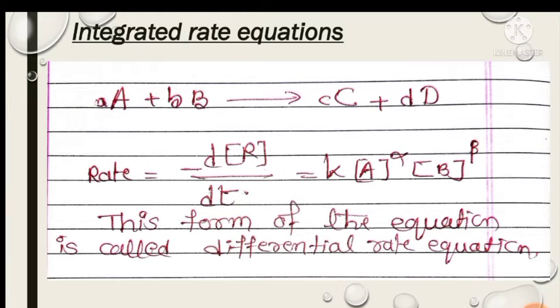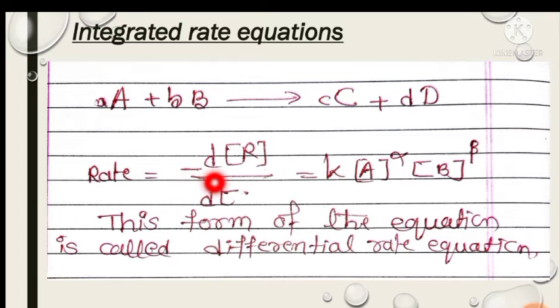So integrated rate equation, हम किस तरीके से integrated rate equation लिखते हैं? Suppose this is a general reaction where small a molecules of reactant A and small b molecules of reactant B are combining together and forming c molecules of product C and d molecules of product D. So simply we can write the rate as minus d molar concentration of R divided by dt. Here R for reactant, और यहाँ पे हम माइनस क्यों लिख रहे हैं?